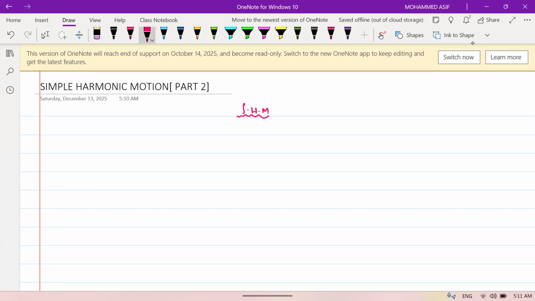Simple harmonic motion. Next one is simple pendulum, beta. Concept of simple pendulum.